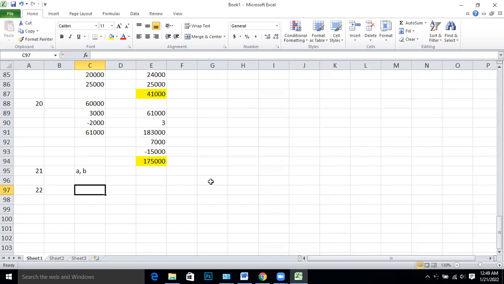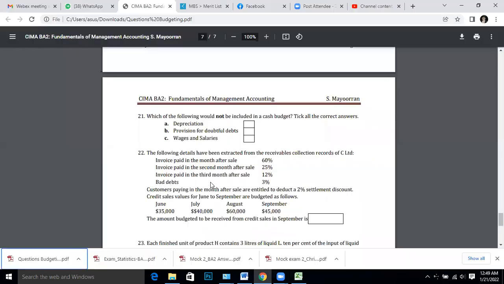So if they ask you provision for bad debts, is it shown in the cash budget? No, it is not shown in the cash budget. We don't show it as a separate item. Question 22.